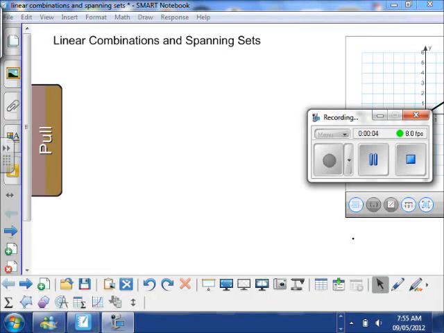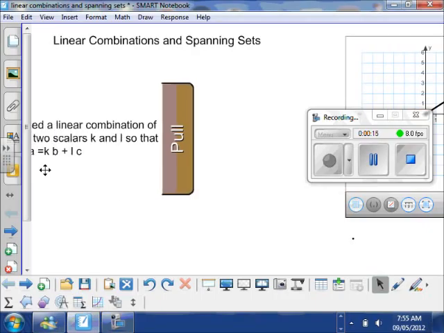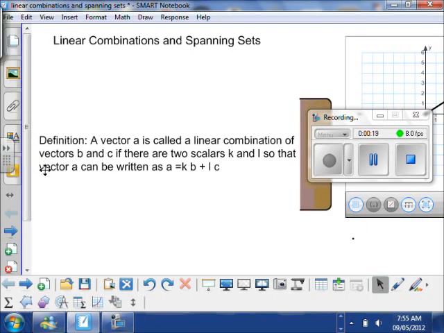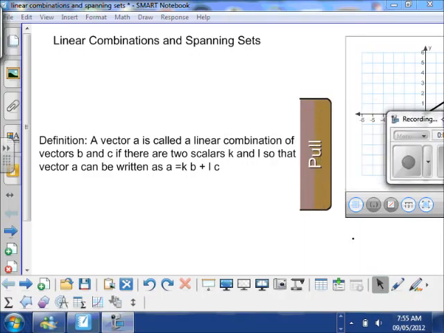Today we will be talking about linear combinations and spanning sets. Let's start with linear combination. Let's take a look together at a definition of a linear combination. What is a linear combination?